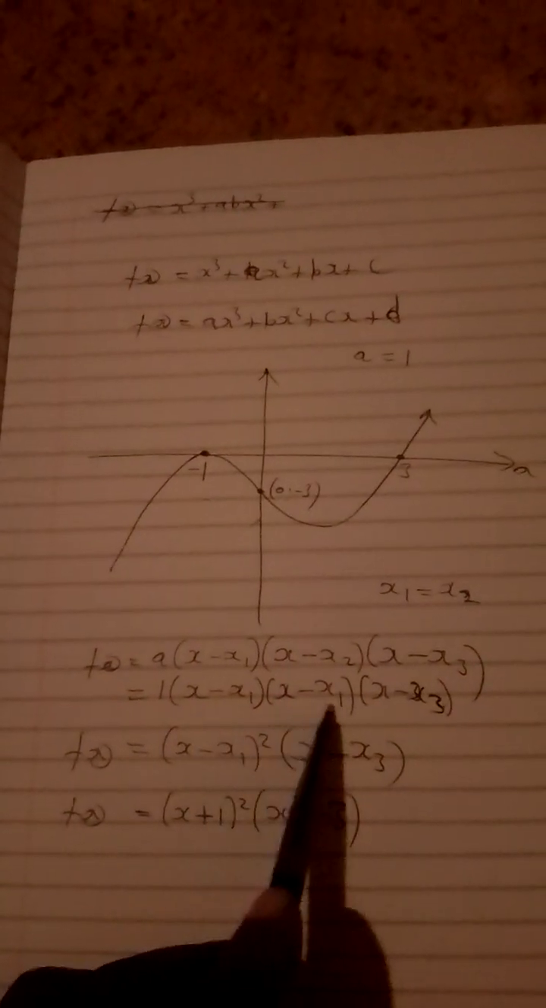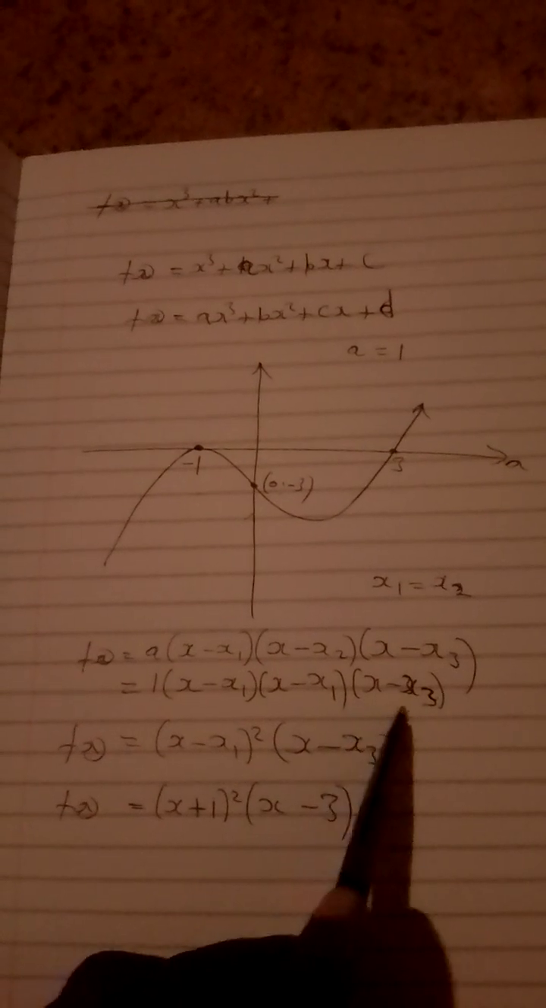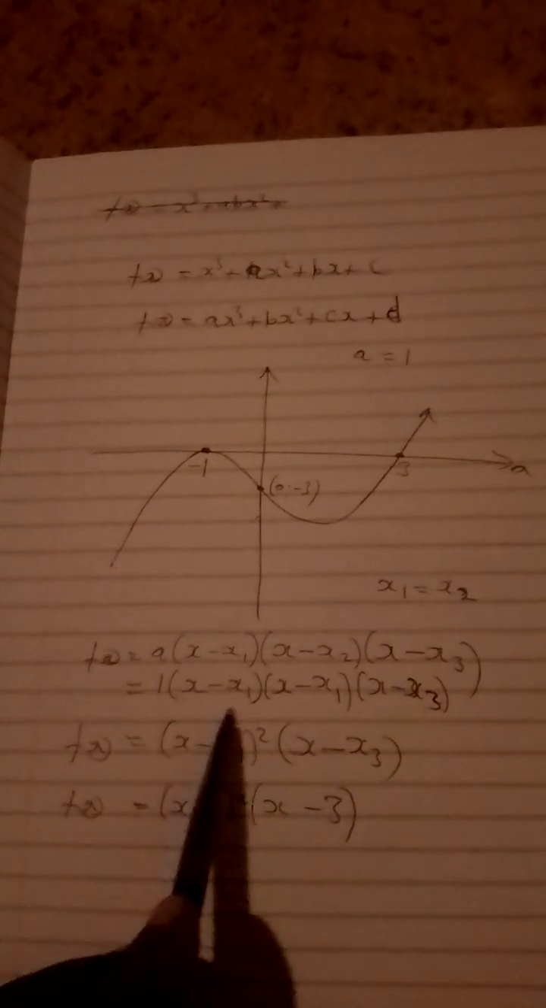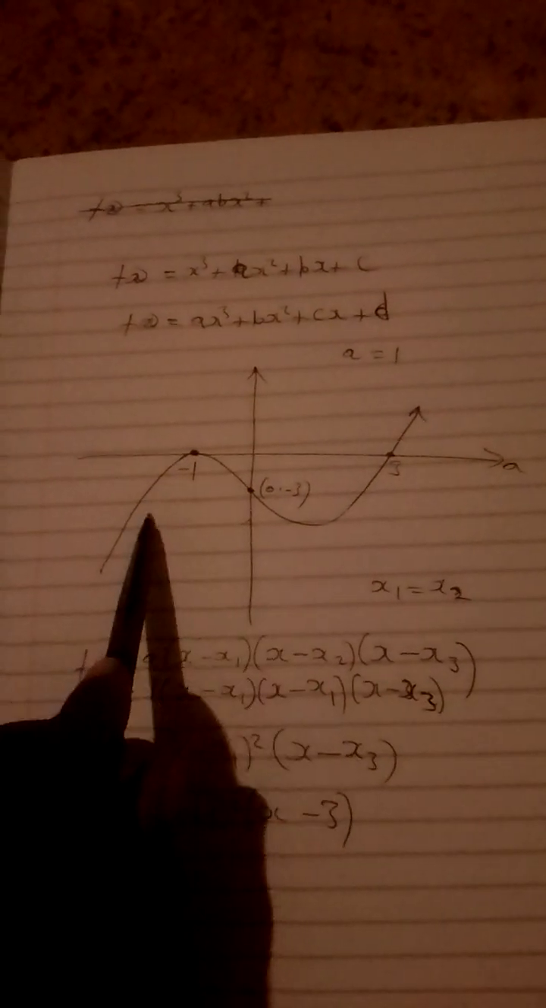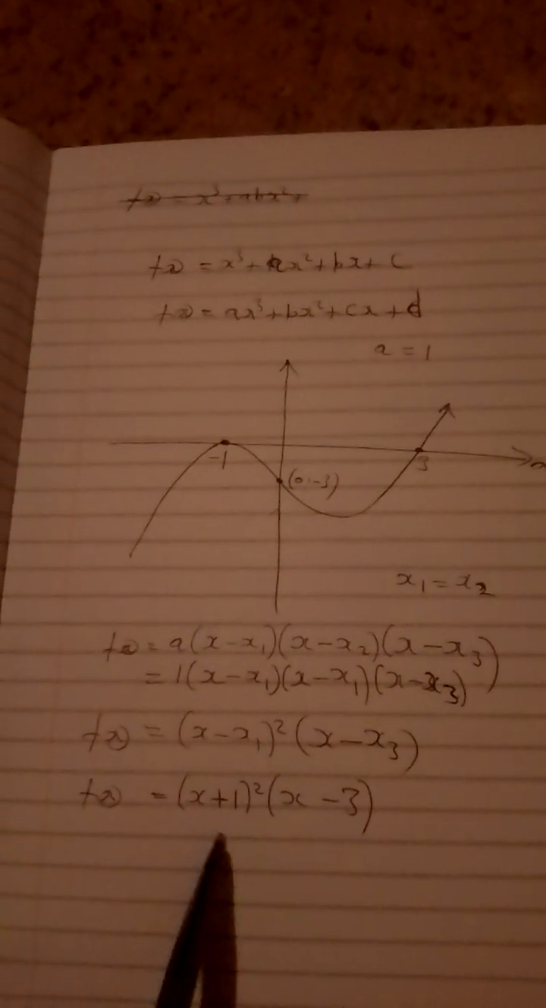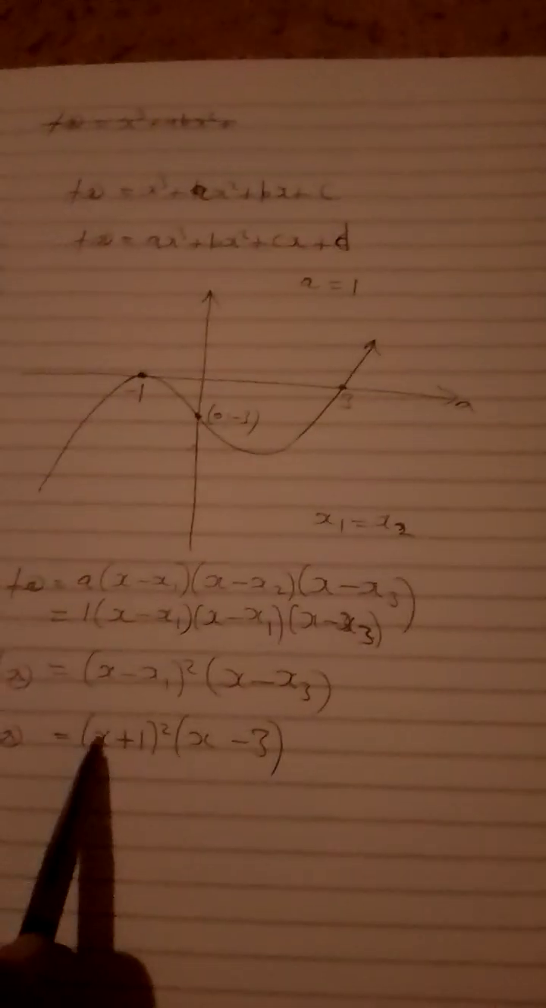Then you can see it's repeated here, then x minus x3. Then it's squared because x1 is equal to x2, because the cubic graph should cut the x-axis 3 times, but instead of cutting, it turns. So it means that this value repeats twice. That's the meaning. That's why you have a squared here. And then you write in this form. Okay, sorry.